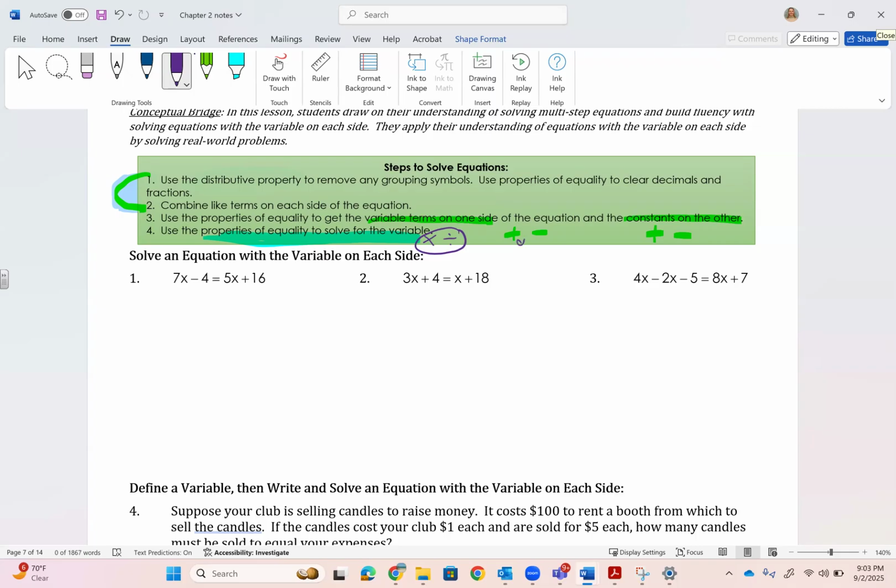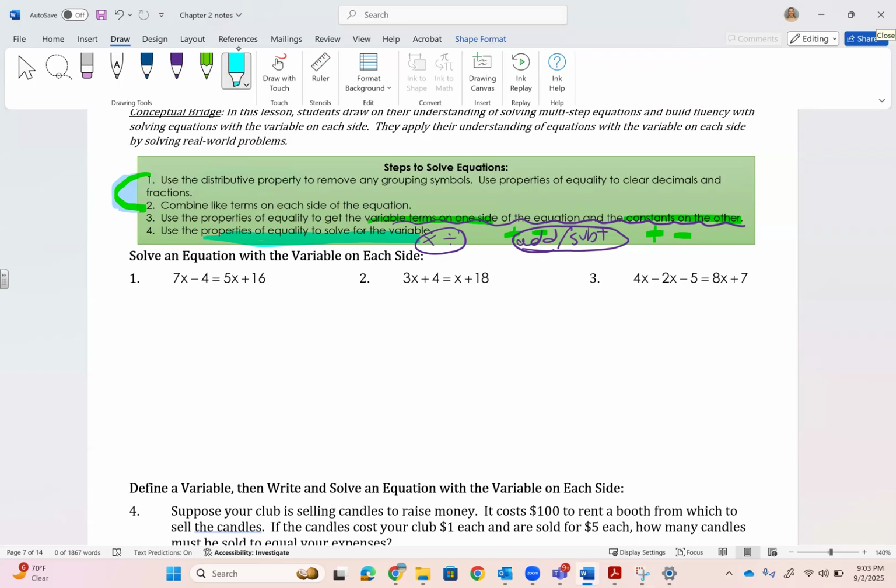So add and subtract is what we're going to do to get all the same kinds of terms on each side. So the letter terms on one side, the number terms on the other, using adding or subtraction. And then we're going to use multiplication and division to isolate the variable term.